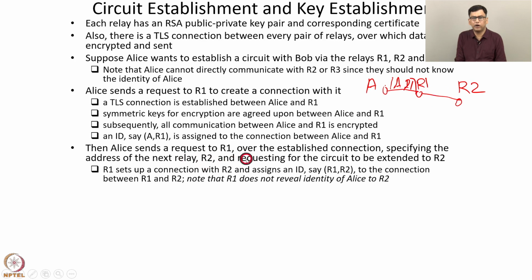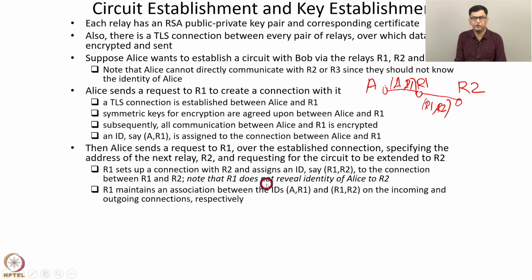R1 sets up a connection with R2 and assigns an ID, say R1, R2, to the connection between R1 and R2. Note that R1 does not reveal the identity of Alice to R2. So let's label this connection between R1 and R2 by this identifier R1, R2. So this is the identifier of the connection between R1 and R2.